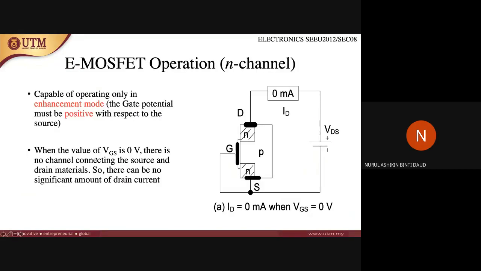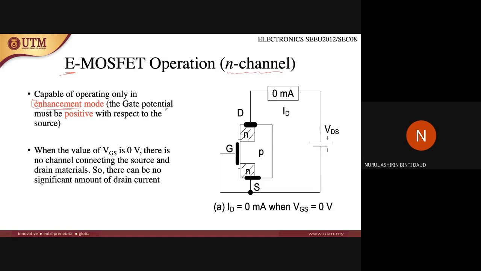So let's look at how the E MOSFET operates. E MOSFET operation in N channel. We're going to focus on N channel. The E MOSFET operates only in enhancement mode, as I said earlier. That's why it is represented as E, right? It is operating in enhancement mode.